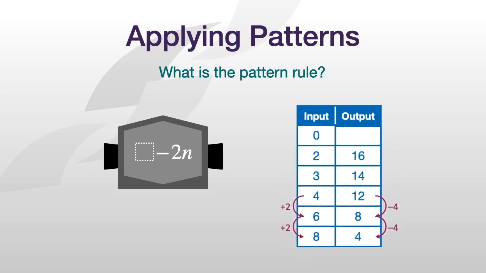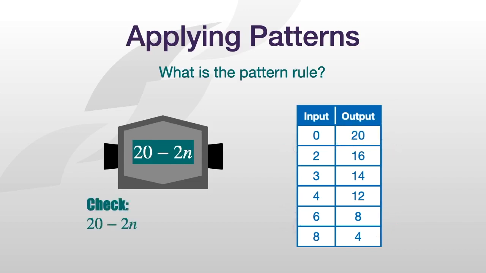We saw before that the constant is the output for when the input is 0. Extending this pattern backwards, we see the number must be 20. Let's check this expression with one of the sets of values from the table. When the input is 6, we do 20 minus 2 times 6, which is 20 minus 12, and that equals 8. The expression is valid.